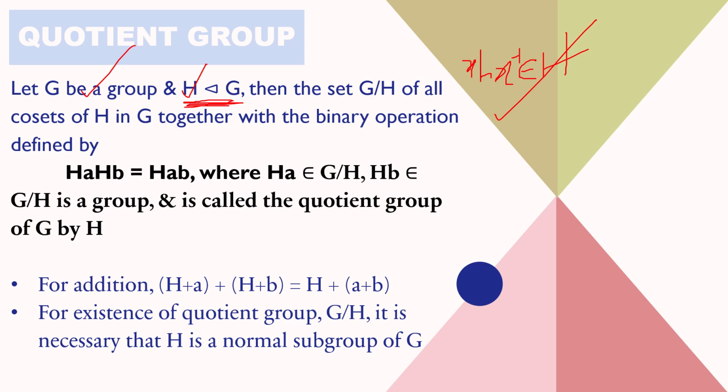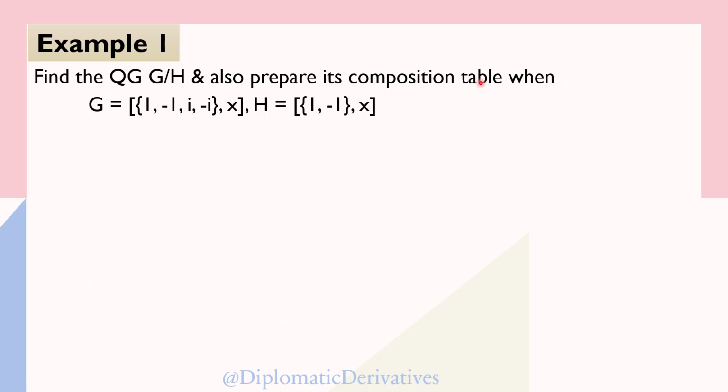Now we'll take an example and try to understand it with the help of an example. Find the quotient group G over H and also prepare its composition table when G is the main group, that is 1, minus 1, iota, minus iota, and the operation is multiplication. Subgroup H is 1, minus 1. Obviously, we can see it's a subgroup because 1 and minus 1 are inside G. So H is a subgroup of G, and the operation is multiplication.